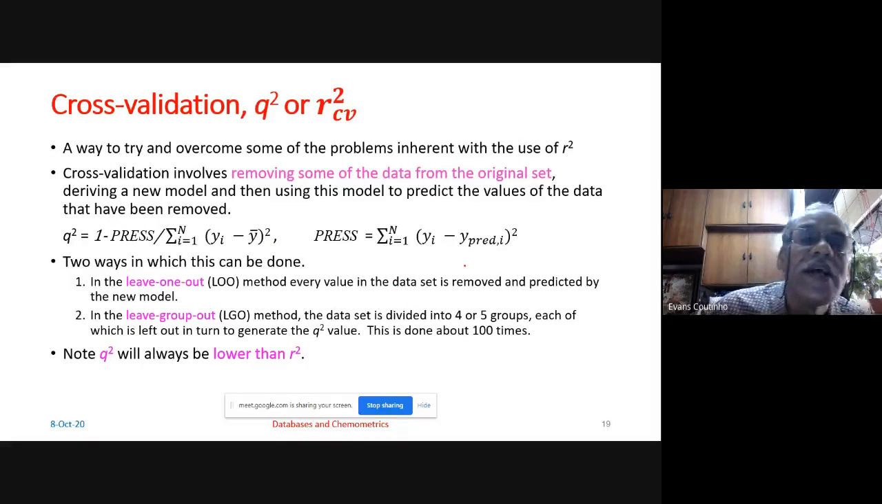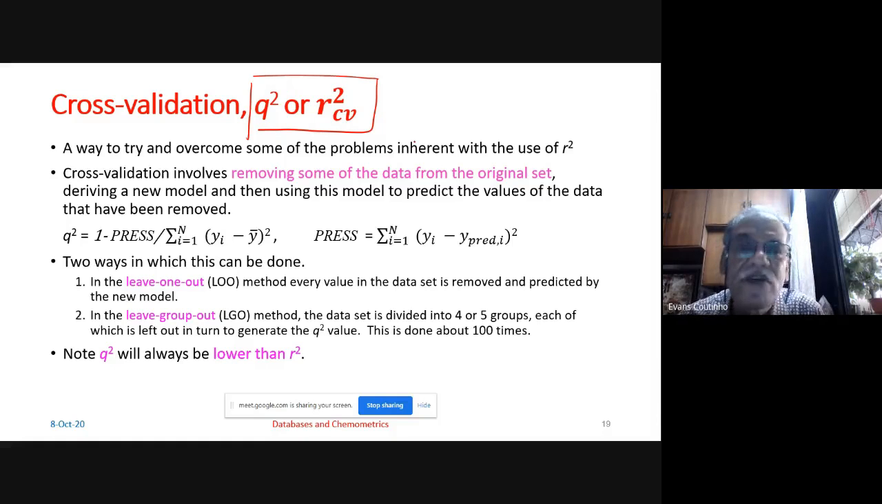Okay, once we develop models, we are happy with the R square, S value, F value, and the confidence intervals for the coefficients. Something more important is the Q square, or the R square CV. Now, often when we develop a model, we want to use the model for prediction.